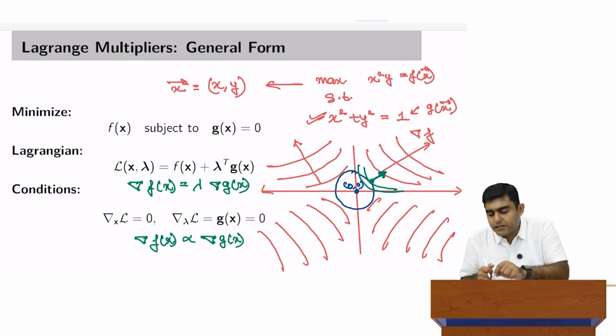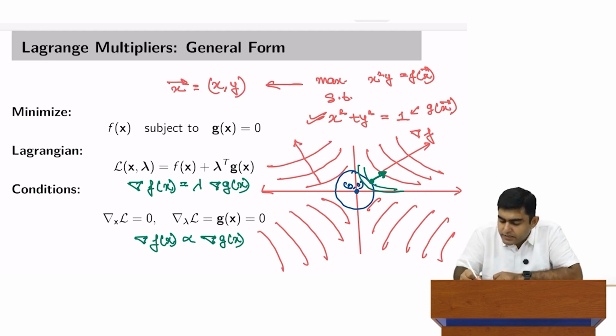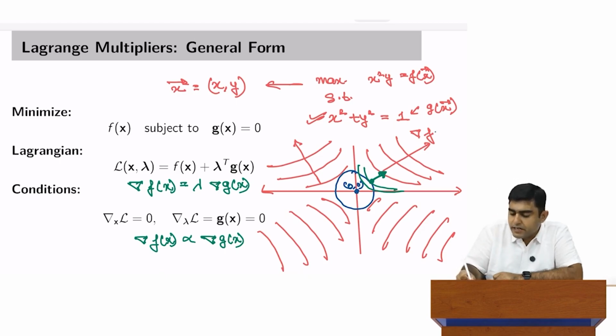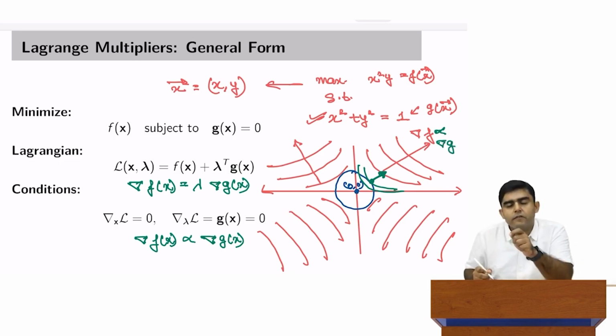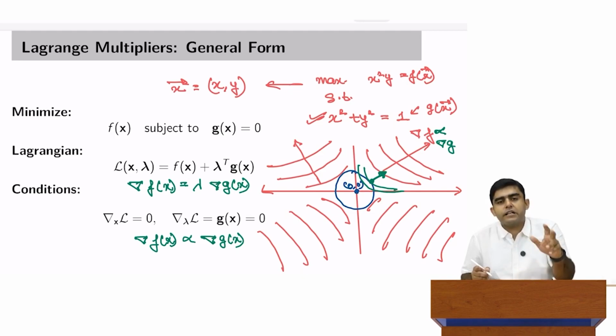However, the key takeaway is that I am interested in that particular contour that just touches the constraint that is specified to me at the point of tangency. And when that happens, the gradients are proportional to each other. And one way to remove any sign of proportionality is to introduce a constant. In this case, I introduce a constant and call it by a special name that we call a Lagrange multiplier.